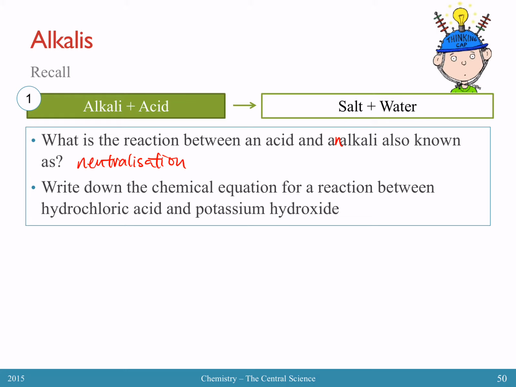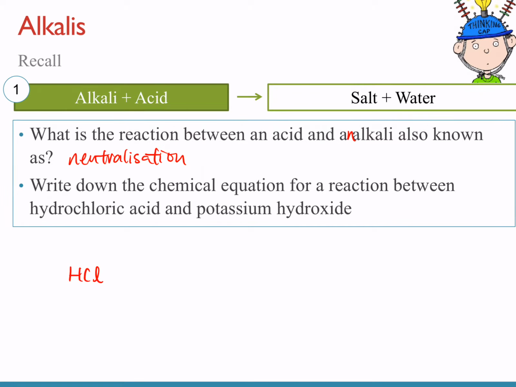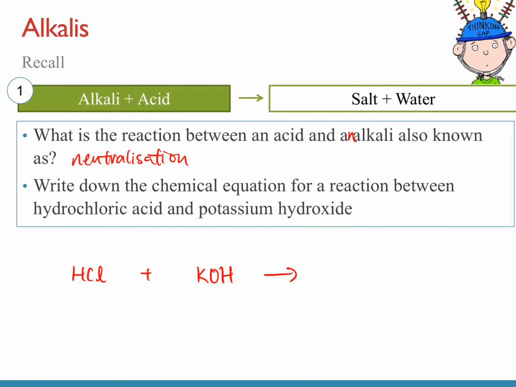Okay, write down the chemical equation for a reaction between hydrochloric acid and potassium hydroxide. Try this on your own first before you continue the video. First, let's write down the chemical formula: HCl and potassium hydroxide. What reaction is this? I know it's an alkali plus acid reaction, so it should give me the salt and water. So I write down water first.